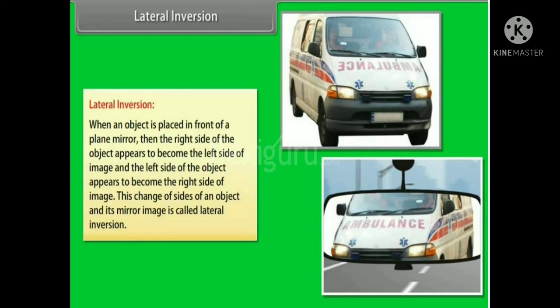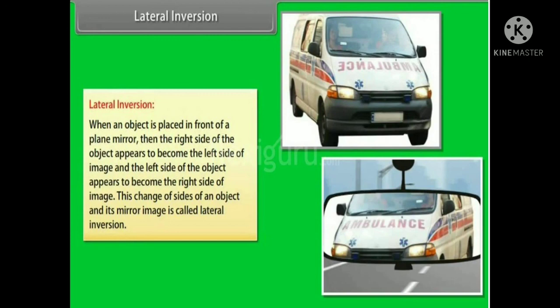Like here, have you seen the ambulance? The name is written in the opposite order, meaning the image, whatever we see in the mirror, is written that way. Why is it written that way? Because when we see in the rear mirror that an ambulance is coming from the back, then the name will be in proper order, and we can read it and give way so that it can pass, isn't it? So in an ambulance it is written in an inverted way. Okay, so this is known as lateral inversion.